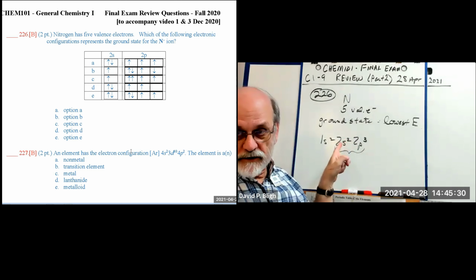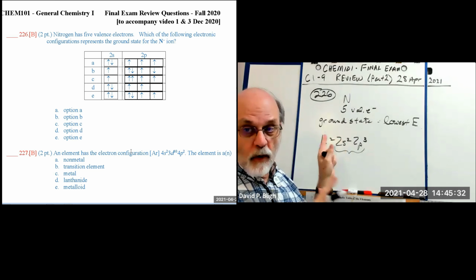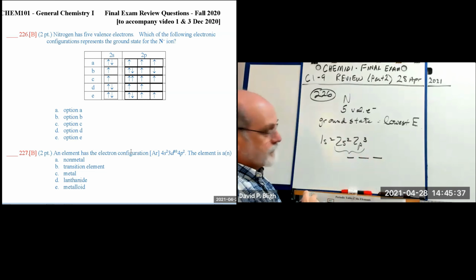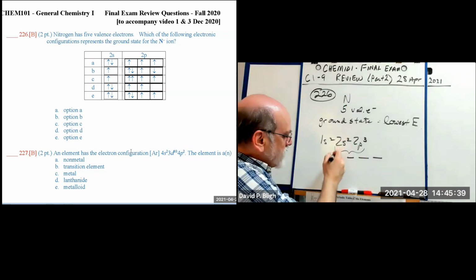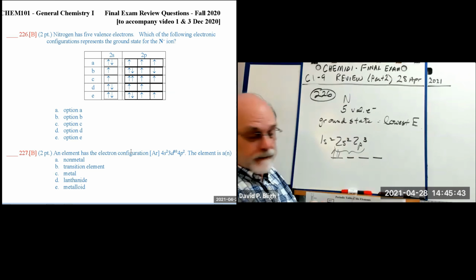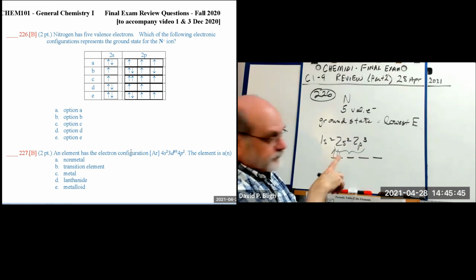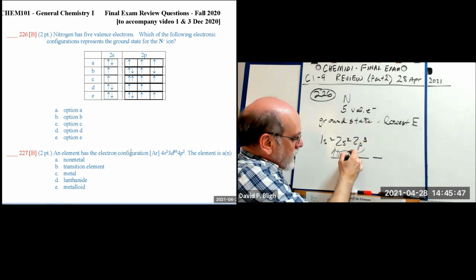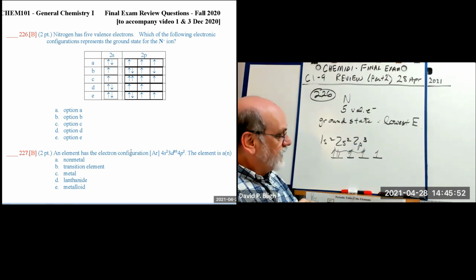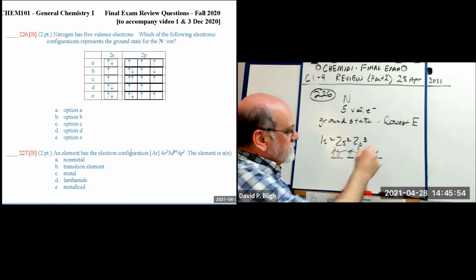Notice that the p orbitals, they still have 3 suborbitals. Okay? So this s orbital would be like that. Okay? Exclusion principle. And these 3 would be like that. Correct? Now, what about N minus?